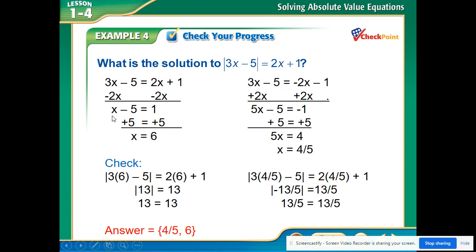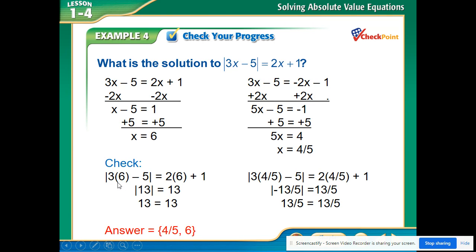So why don't we just focus on 1 first? So we're going to do minus 2x, which is x minus 5 equals 1. Add 5 to both, and x equals 6. Now over here, we're going to add and get 5x. The minus 1 comes down. Add 5, so we get 4, and x equals 4/5.